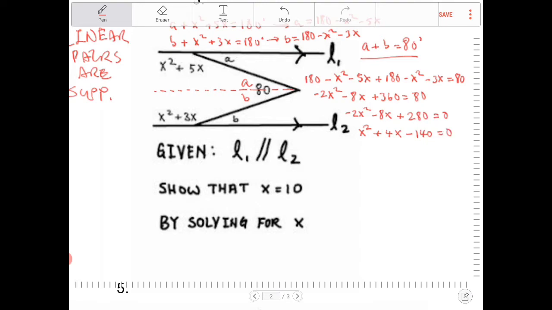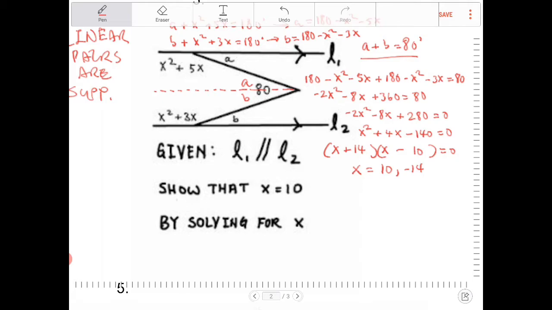Now I need to consider two numbers that multiply to negative 140, but then add to 4. And what would that be? I know 7 and 10. No, I'm sorry, 7 and 20 makes 140, but that doesn't add to 4. What combination of numbers? Oh, 14 and 10. x plus 14 and x minus 10. Right? So therefore, x will equal 10 or negative 14.